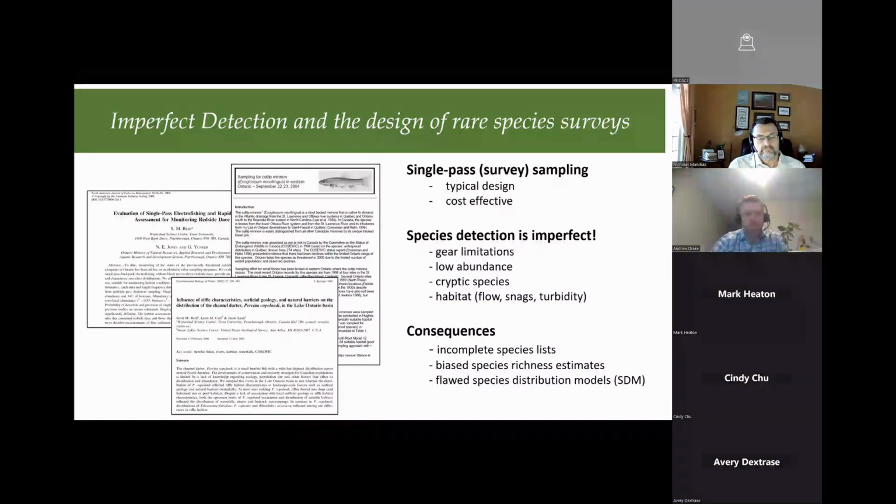But what are the consequences of not thinking about species detection being imperfect? Well, we have incomplete species lists when we go out to survey areas. Our species richness estimates for watersheds or wetlands might be biased. And then when it comes to understanding the relationship between species and their habitats and their environments, we end up with biased or flawed species distribution models.